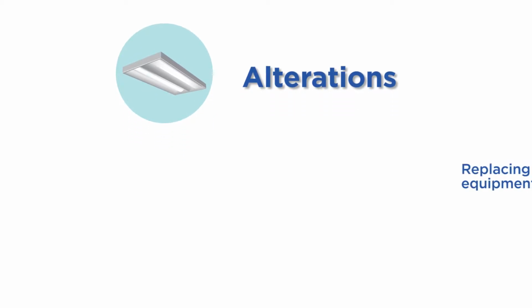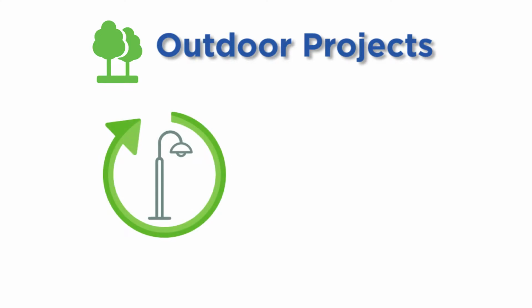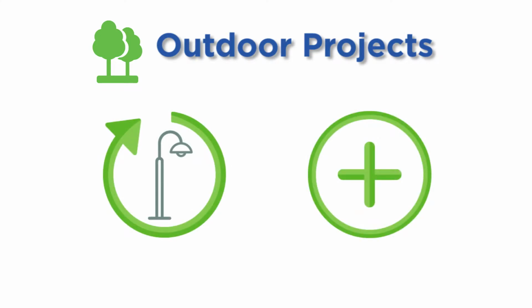If you remember from Module 1, we define alterations as replacing any lighting component system or equipment regulated by the Energy Standards. For outdoor lighting projects, alterations include luminaire replacements and/or luminaire additions. Requirements in the 2016 Energy Standards for outdoor lighting alterations are more detailed and specific to the type of outdoor space. We'll go deeper into the requirements and compliance thresholds later in this module.